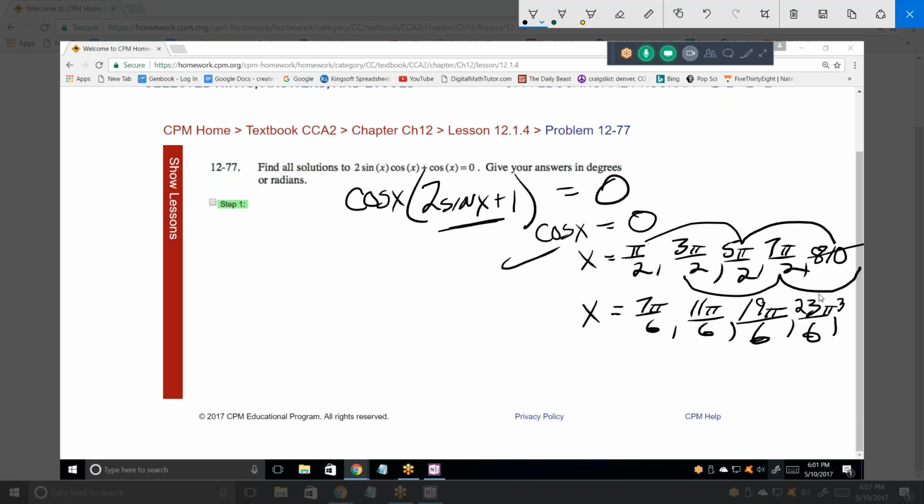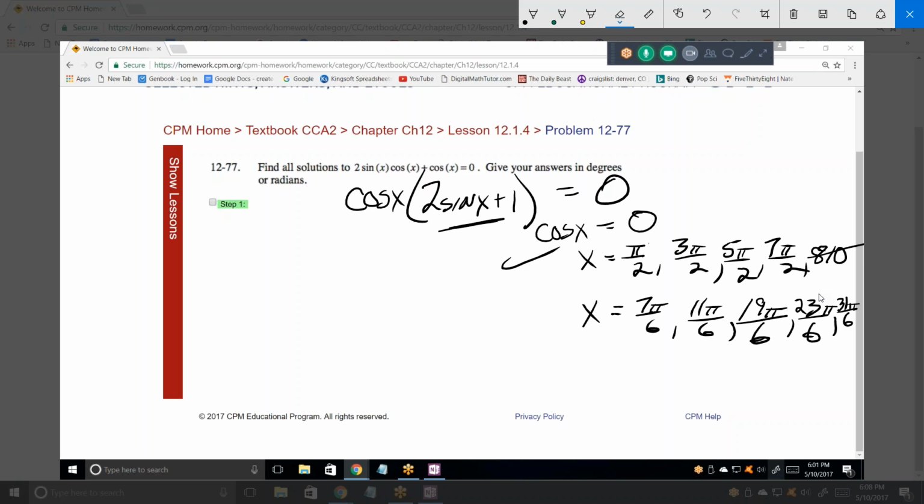Adding 12, I think it's 31. Right? Nah, something's wrong here. Let's see. That's 12 pi over 6 separated. That's 12 pi over 6 separated. And that's 12 pi over 6 separated. So there's nothing wrong. We got it right.